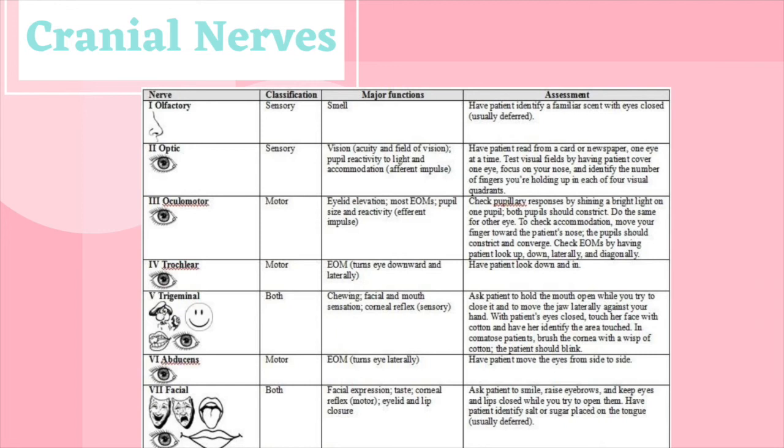Cranial nerve 7, which is facial. That is both, so sensory and motor. Facial expression, taste, corneal reflex or motor, eyelid and lip closure. Ask patient to smile, raise eyebrows, and keep eyes and lips closed while you try to open them. Have patient identify salt or sugar placed on the tongue.